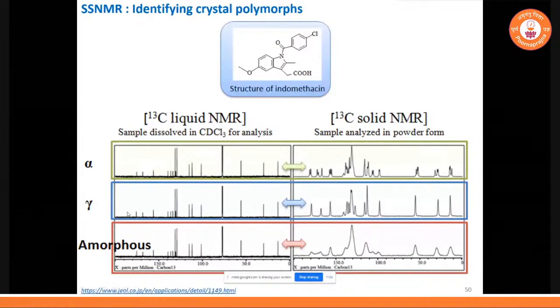Whereas in solid, there is no solvent business here. You are taking the sample as it is. You are not altering the physical state of the system. So we can clearly distinguish between amorphous, gamma form, as well as alpha form. That's why solid state NMR is very powerful in identifying the polymorphism, and particularly in the pharmaceutical industry.